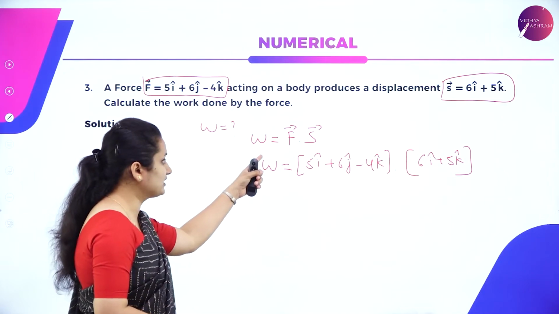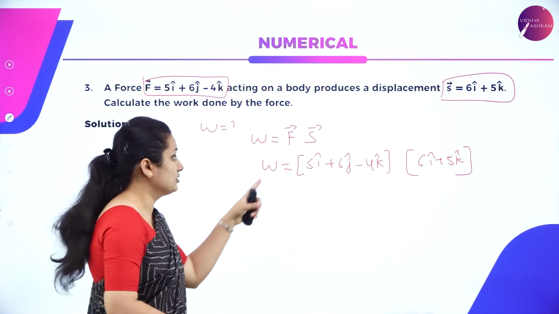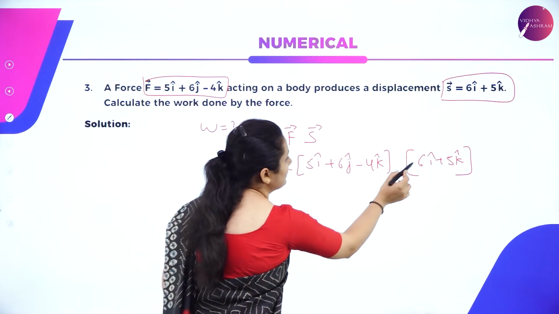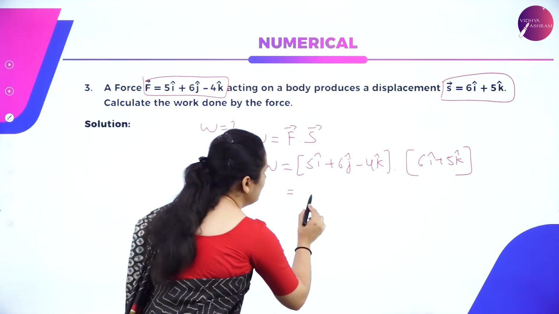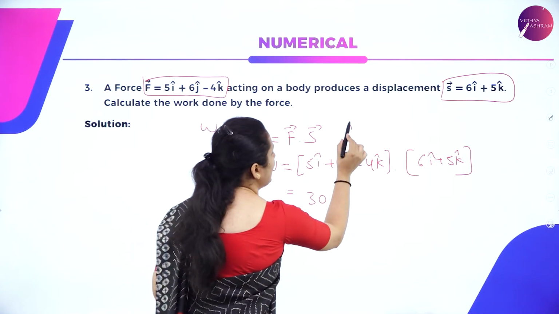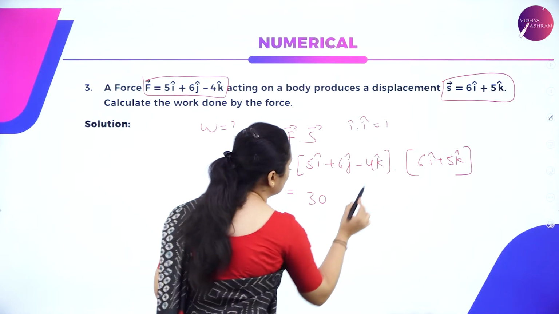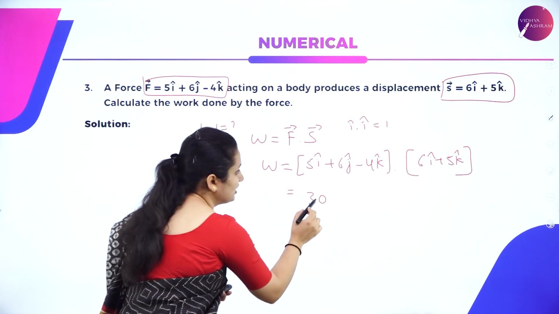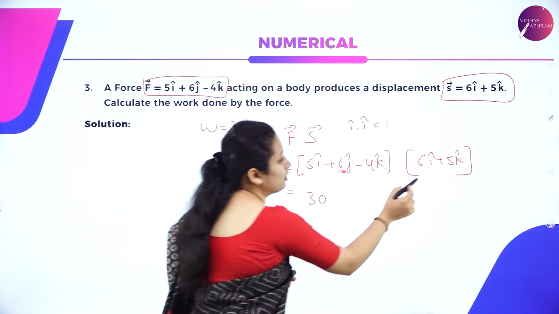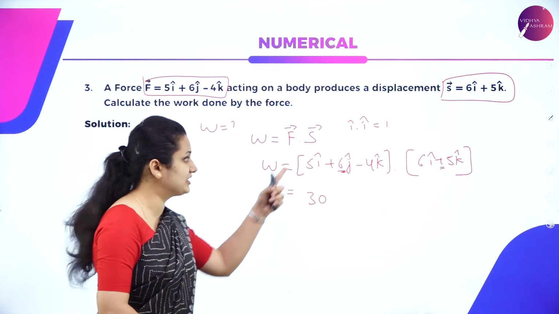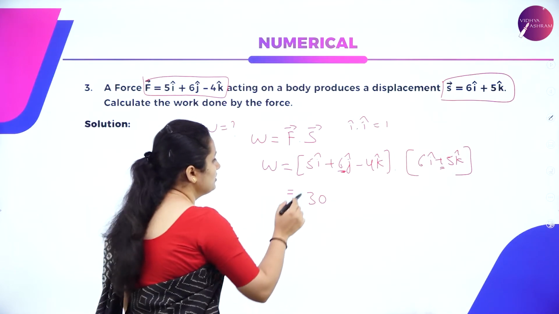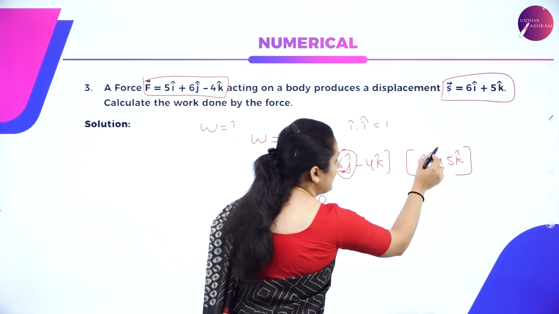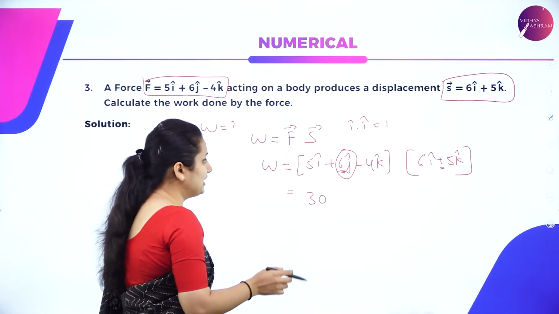So I want to find what is work done. I have force, I have displacement. So what is the scalar or dot product in terms of unit vectors? I have 5 times 6, that is 30. What is i cap dot i cap? I have said it is equal to 1. So 30. I have 6j, but I don't have unit vector j in case of displacement, so it will be equal to 0. So I have j in the force, but I have no unit vector j in case of displacement, so that will be equal to 0.